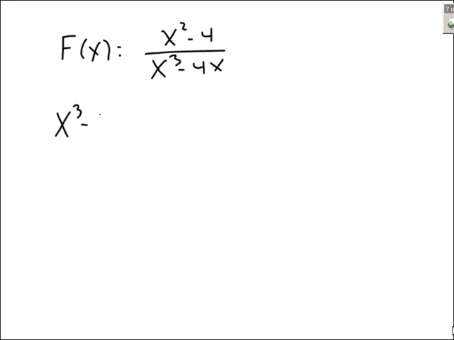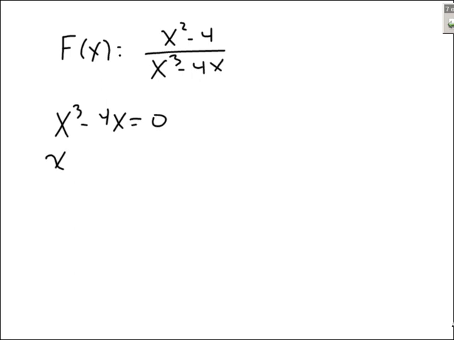For example, what if you have a problem like this? I tell you that capital F of x is x squared minus 4 over x cubed minus 4x. Okay, where do we have vertical asymptotes or removable discontinuity? So we take the bottom and we set it equal to 0.